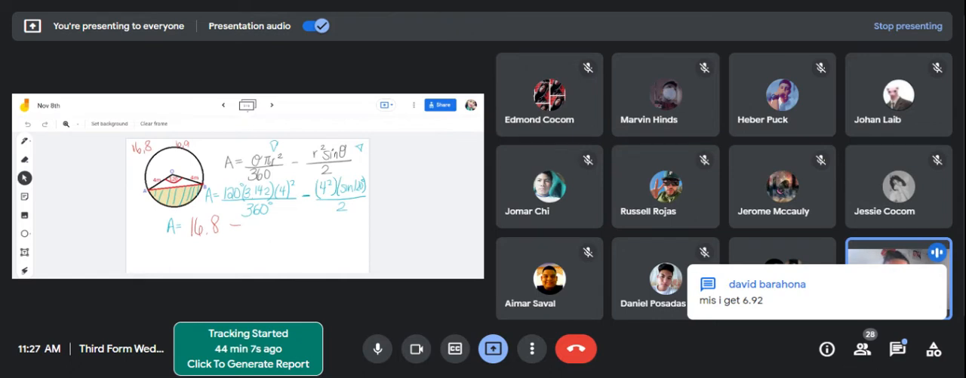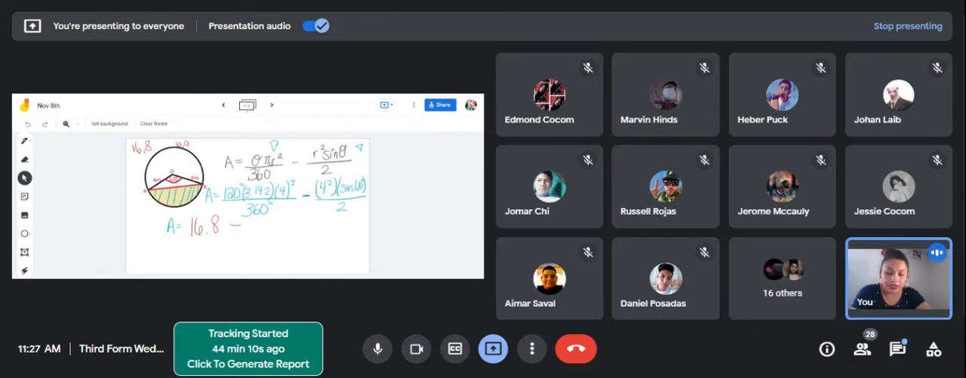It's 4 times 4 times sine of 120, and then I'm going to divide that by 2, and you should get 6.92. So let me: 4 times 4 times sine of 120, equals, divided by 2, and it gives you 6.92. Okay, 6.9.